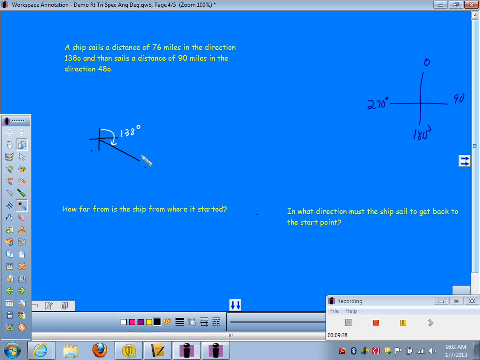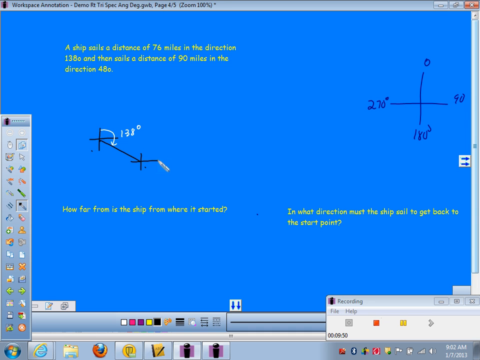Then, when you're going to turn, make another compass rose. Wow, my calibration is bad here. I can't hit this. Okay, make another compass rose. And, okay, now it turns and it sails where? Goes 48 degrees. Okay, which direction is 48 degrees?